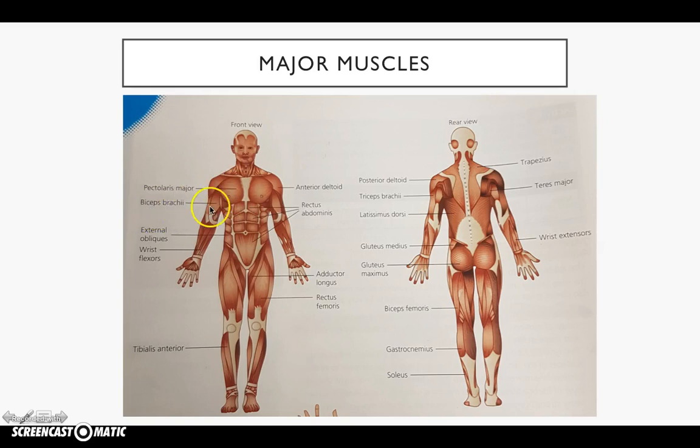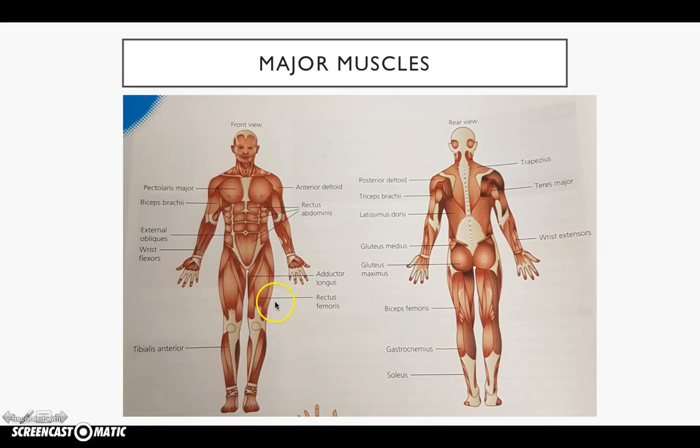Instead of biceps, we have to know it's biceps brachii. That is how we have to write it. You will not get any marks for biceps. So we've got external obliques here, wrist flexors. So wrist flexors, obviously they flex the wrist, so they cause wrist flexion. Tibialis anterior is this one on your front, okay, and that does dorsiflexion.